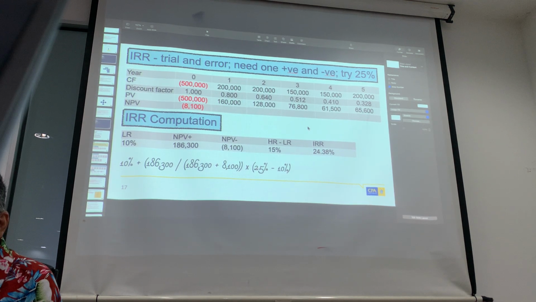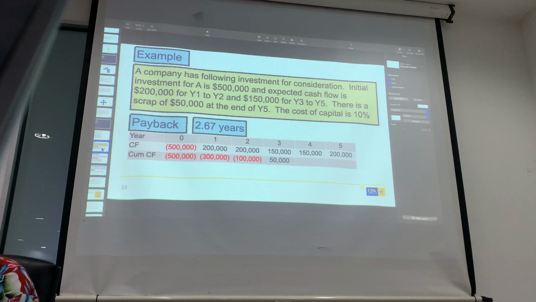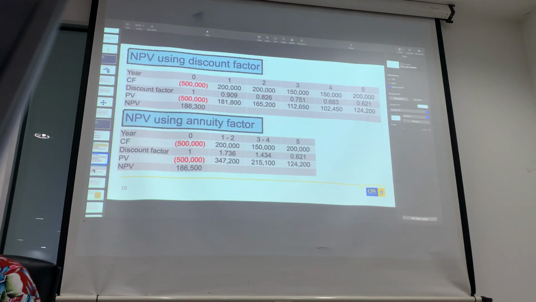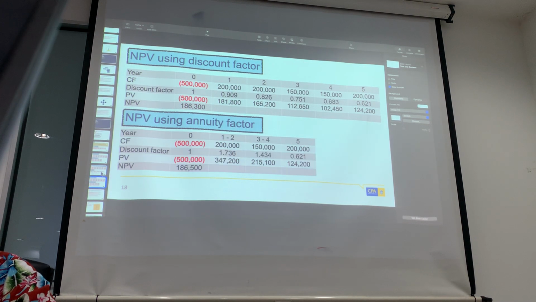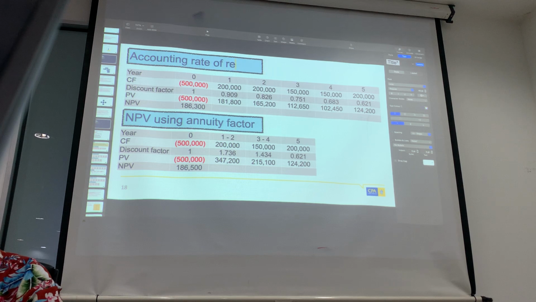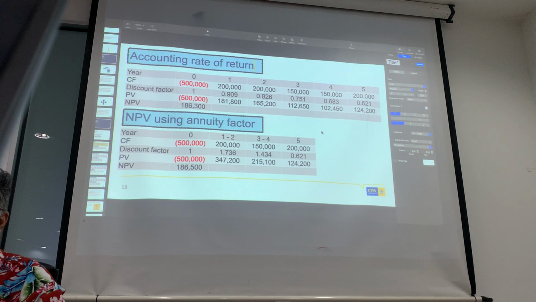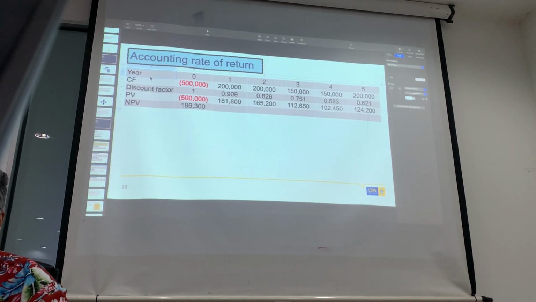Okay, one more calculation that might come out from this same example. The same example, there's one more calculation that might come out. It's called ARR. Got it?